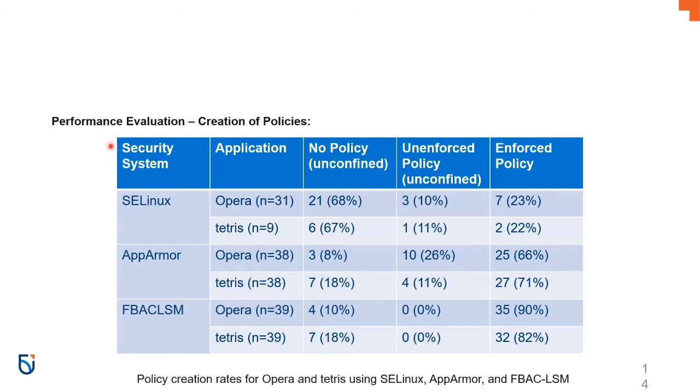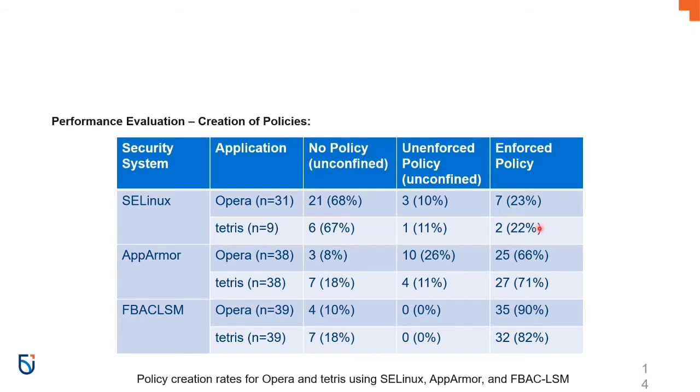Creation of policies. From this table, we can see that in SELinux, a total of 31 policies were created for Opera and 9 policies were created for Tetris. But only 7 policies were enforced correctly in Opera and 2 policies were enforced correctly in Tetris. This shows that there was a success rate of 23% in creation of policies in Opera and 22% in the Tetris game.